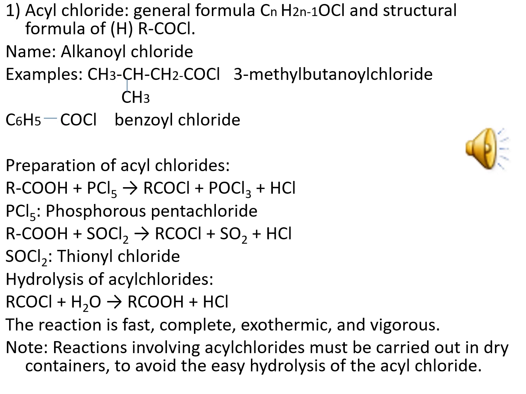The hydrolysis of acyl chlorides. The acyl chlorides can be hydrolyzed, of course, by the use of water. So RC double with the OCl plus H2O produces the carboxylic acid RCOOH plus HCl. The characteristics of this reaction: it is very fast and complete, exothermic and vigorous.